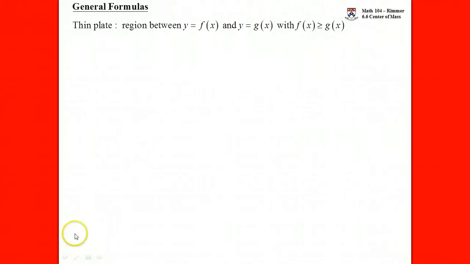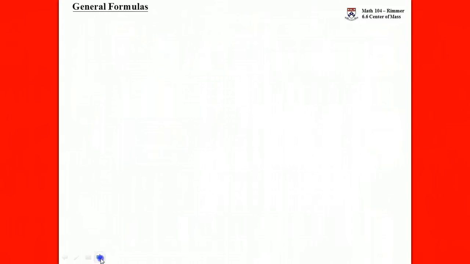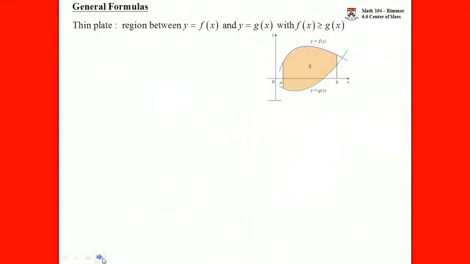I have this function y equals f of x, and this function y equals g of x. And it looks just like the picture we have here. So f of x is my upper function, g of x is my lower function. And so it makes this region in the xy plane. Call it S in here. Density is constant throughout, just some constant rho. It ends up not playing a role at all in the formulas.